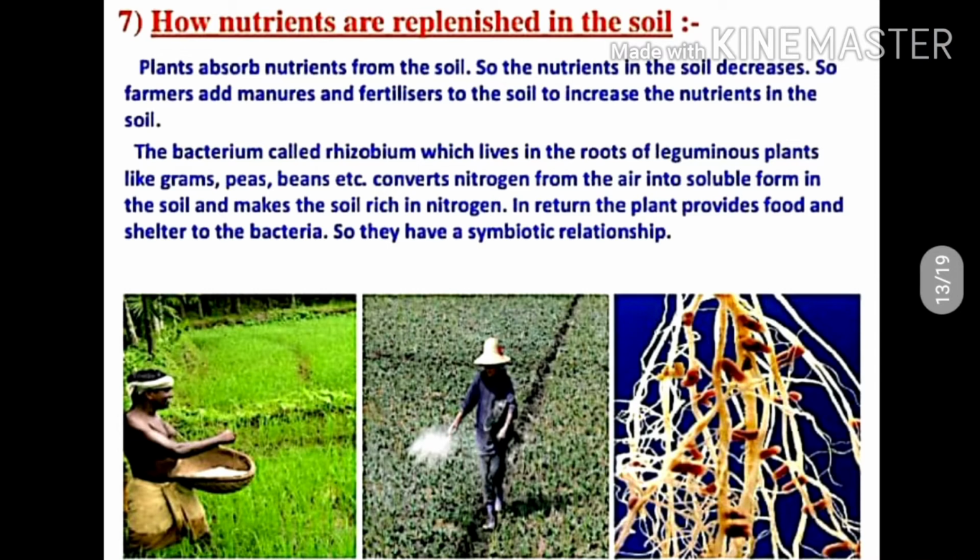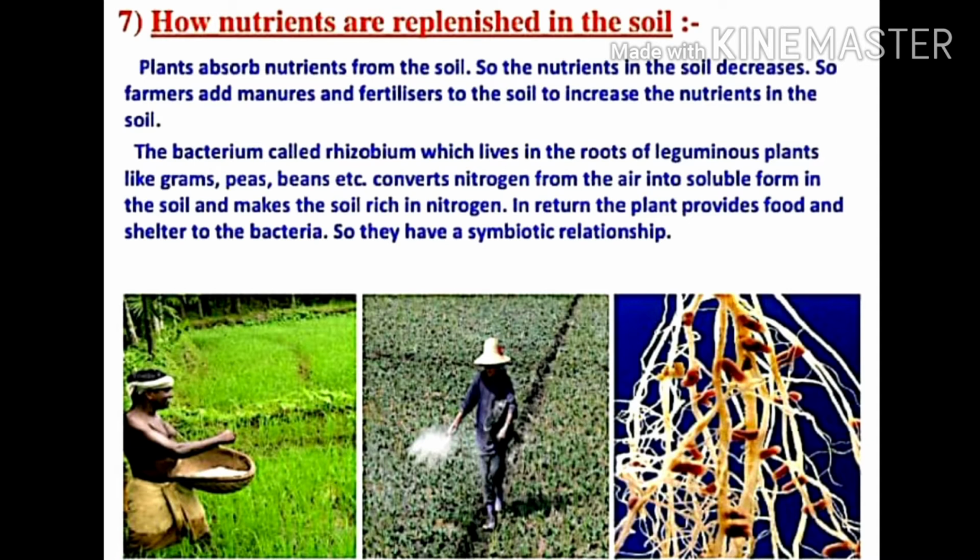Now the question arises: how are nutrients replenished in the soil? Plants absorb nutrients from the soil, so the nutrients in the soil decrease. So farmers add manures and fertilizers to the soil to increase the nutrients in the soil.